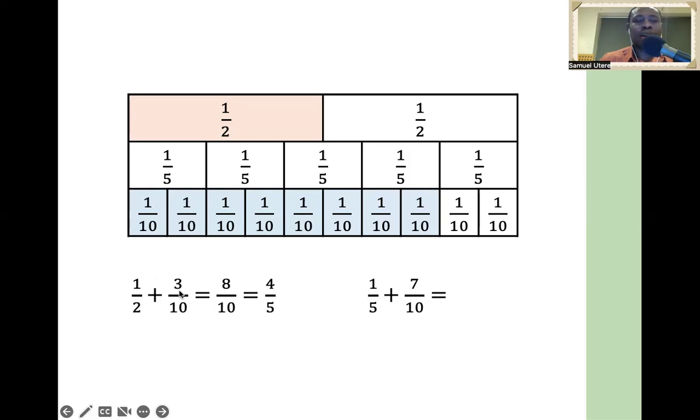Another way of thinking about it is to say, you're adding 3/10 and you're adding a half. What is the equivalent of a half in tenths? That is 5/10. That is another way of thinking about it. So 5/10 and 3/10 will be 8/10.